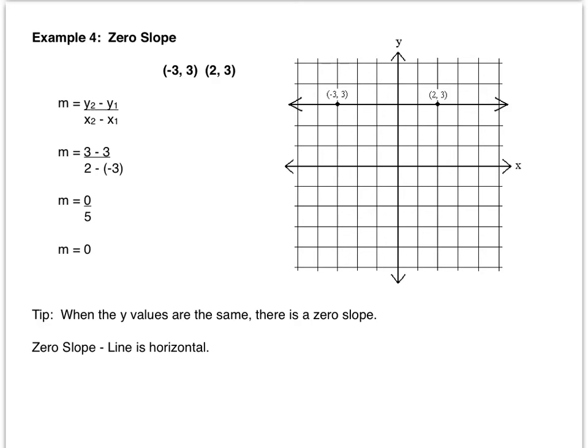In example 4, we'll take a look at zero slopes. In this case, we have a line with 2 points, (-3, 3) and (2, 3) already marked for us. We'll go ahead and name them x sub 1, y sub 1, x sub 2, y sub 2, and then substitute this information into our formula. So we get 3 minus 3 divided by 2 minus -3. 3 minus 3 is 0, 2 minus -3 is 5, so m equals 0 because 0 divided by 5 is 0. Here's a tip for you. When the y values are the same in your 2 points, there's going to be a 0 slope. So technically you don't even have to show any work when you remember that when the y values are the same, you're going to have a horizontal line and a 0 slope.